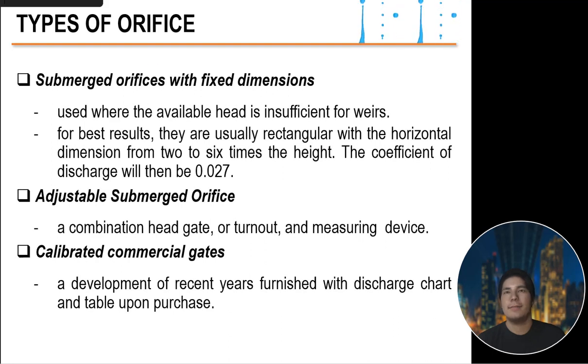We also have types of orifice. Number one is the submerged orifice with fixed dimensions. These are used where the available head is insufficient for weirs, and for best results, they are usually rectangular with the horizontal dimension from 2 to 6 times the height, and the coefficient of discharge will be 0.027.